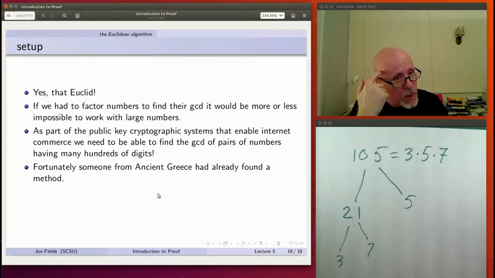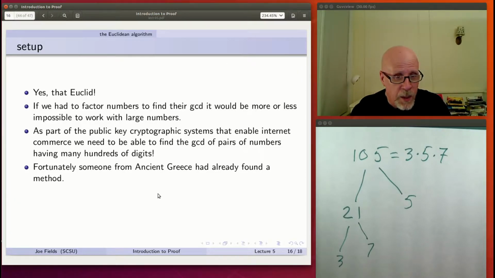Nobody actually knows whether Euclid wrote those books. He might have just been collecting a bunch of stuff by other people. There's even some people who think such a person didn't exist, that Euclid was like a pen name for a whole group of people. But anyway, somebody back in ancient Greece already found a method.